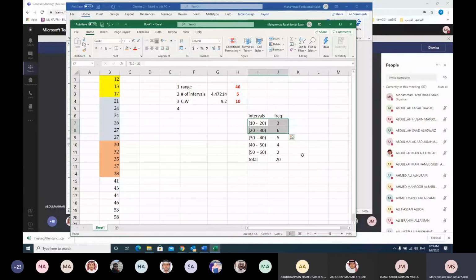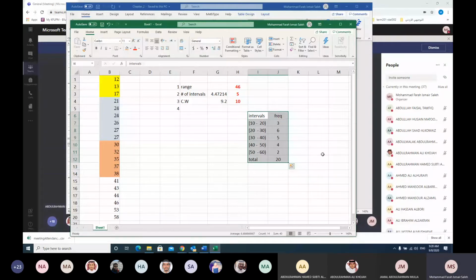Do we have an empty class? No. So there is no gap. Variation, large or small? Small. Now, what's the name for this table? Frequency table. We can use this table to get more information by adding the following.